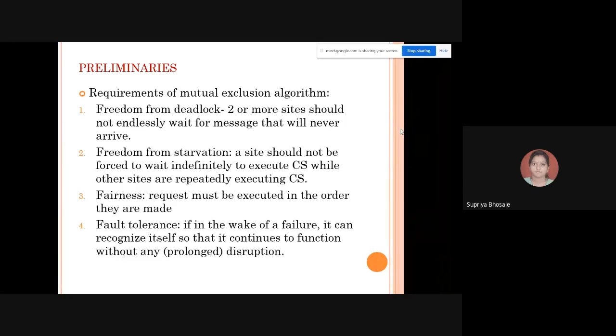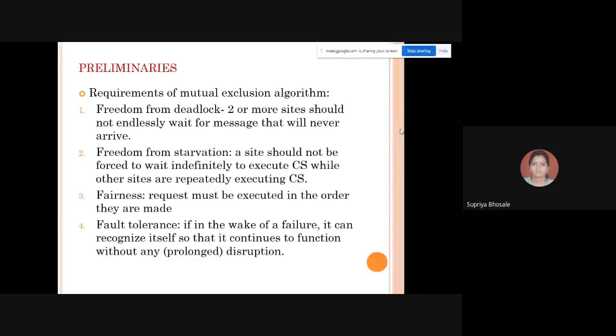Second, freedom from starvation, that is a site should not be forced to wait indefinitely to execute critical section while other sites are repeatedly executing critical section. Okay, so here your system will not be forced, okay, will not be forced to wait indefinitely to execute the critical section. तुमच्या कुठल्याही मशीनला फोर्सफुली एखादा क्रिटिकल सेक्शन मध्ये एंटर व्हायलाच पाहिजे वगैरे अशा पद्धतीची कंडिशन या केस मध्ये असणार नाही.